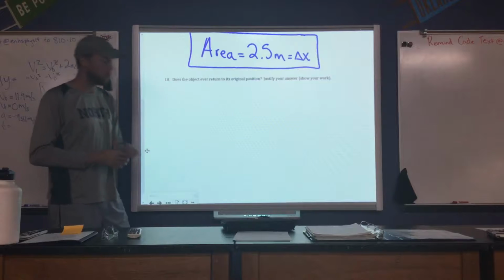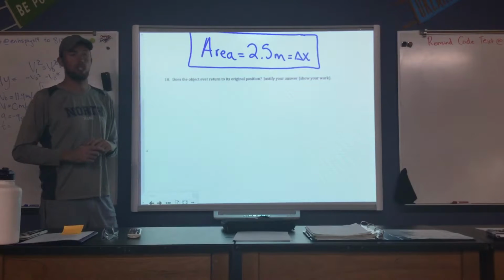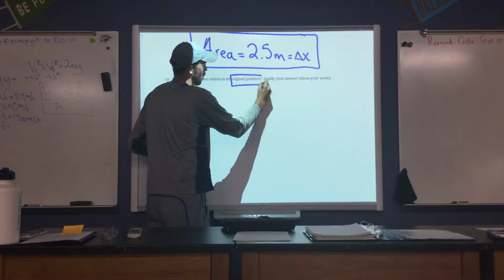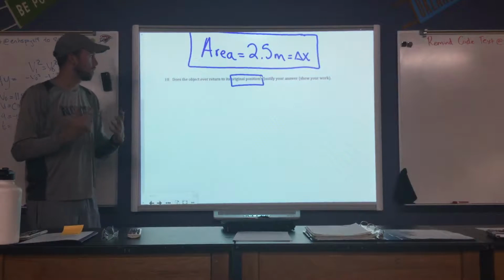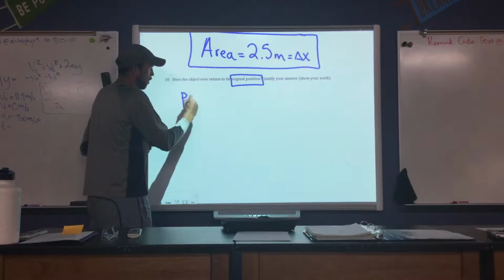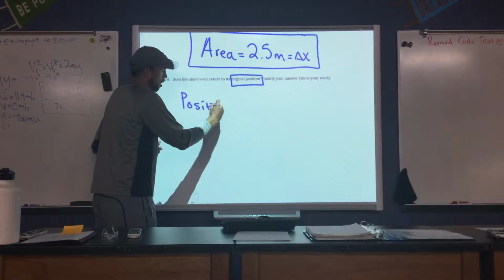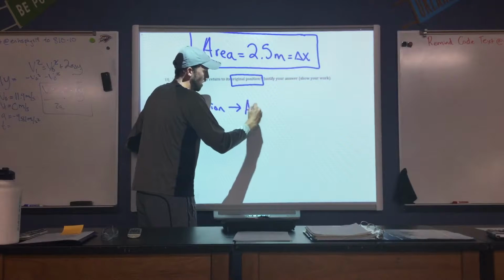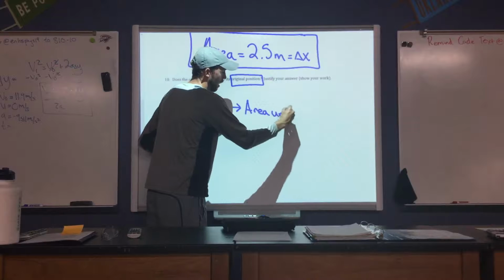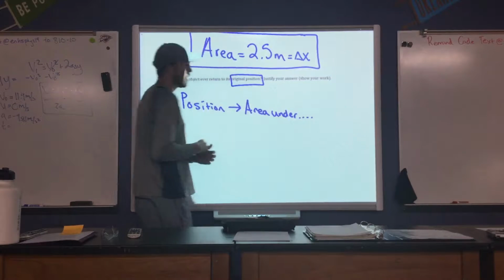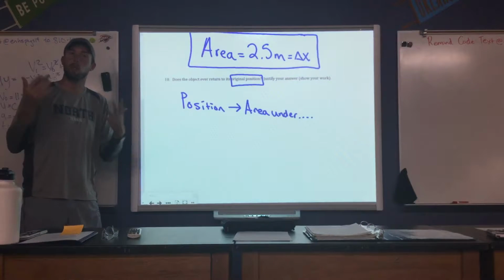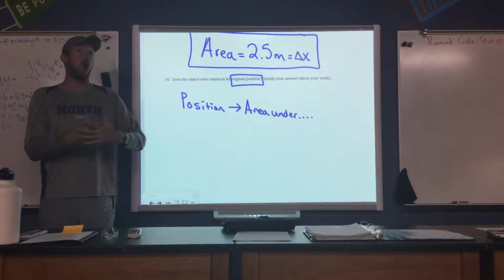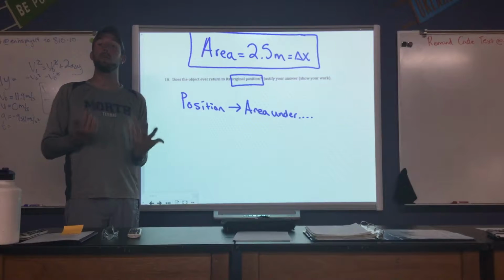Does the object ever return to its original position? Justify your answer showing your work. So here, we're asked about, do we get back to our original position? So remember, if we're looking for the position, but we have a graph of velocity versus time, that means we need to find the area under our curve. Now, because we're not told a specific time value we're looking at, it says, does the object ever return? We're going to have to look at all of the area under our curve to see what our object is doing.